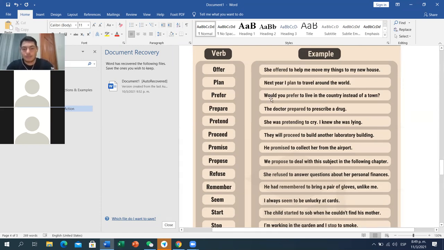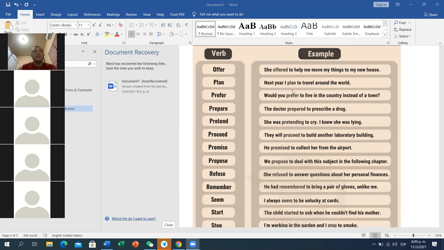Sandra Vasquez, continue, please. Would you prefer to live in a country instead of a town? Okay. ¿Se entiende esta oración? Yes. ¿Qué significa? What I mean instead, teacher. En lugar de. Oh, excelente, okay. Gracias por la pregunta. Esa pregunta estaba esperando justamente. Instead. It could be, would you prefer to live in the city instead of a town?